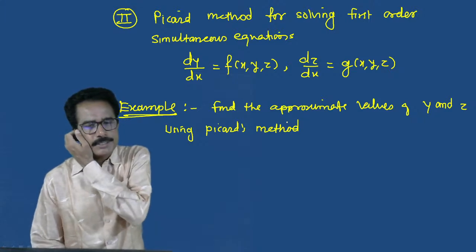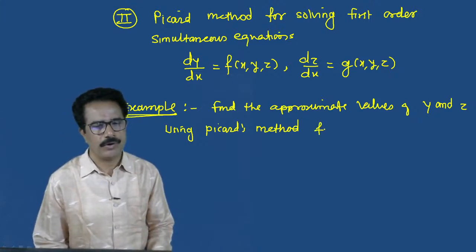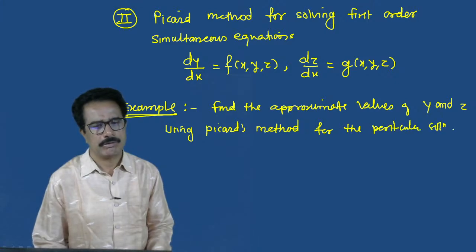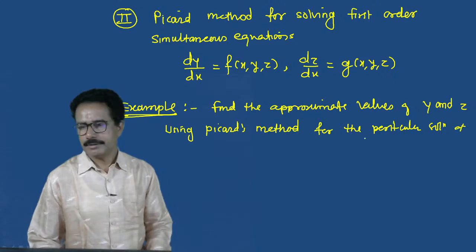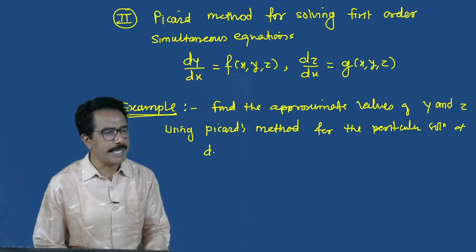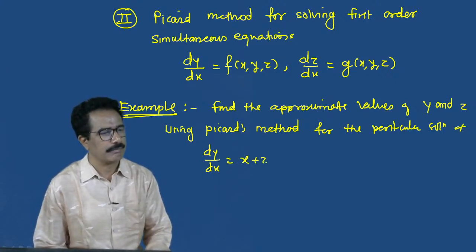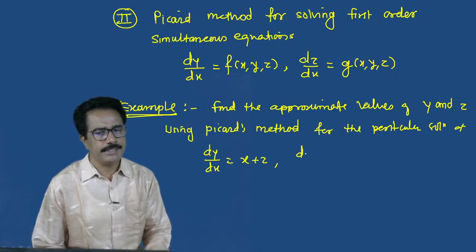Using Picard's method for the particular solution of dy by dx equals x plus z and dz by dx equals x minus y square.